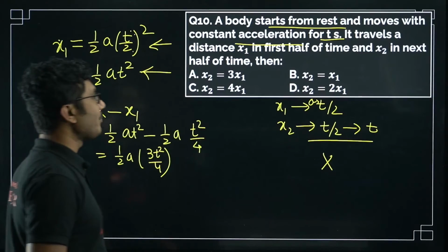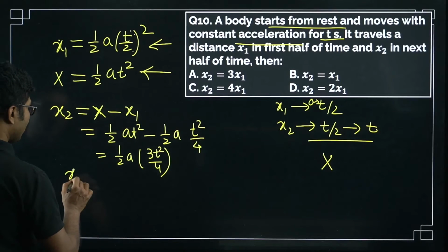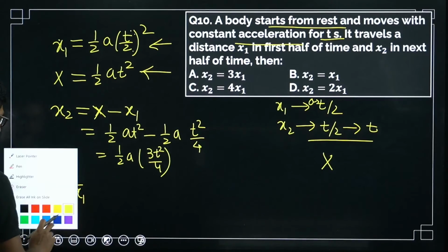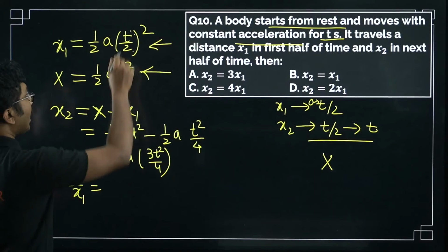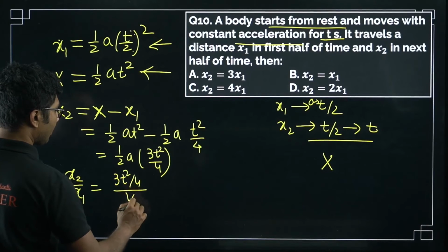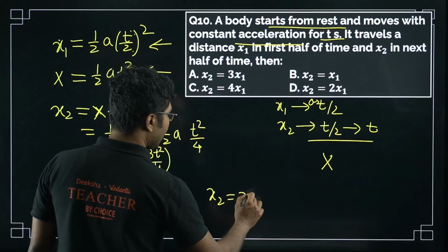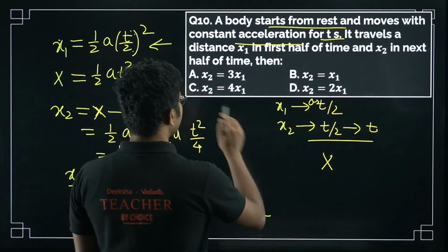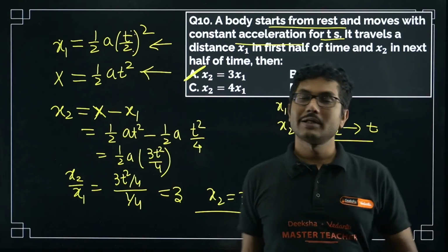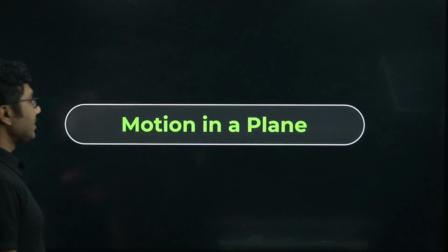Now you have to find the relationship between x1 and x2. The easiest way to do it, you divide x2 by x1. Half a will be cancelled, you get 3t square by 4 divided by t square by 4, that is equal to 3. So x2 equals 3x1. Even though the acceleration is not given and time t is not given, you can still find the relationship between x1 and x2. Now next chapter, motion in a plane.